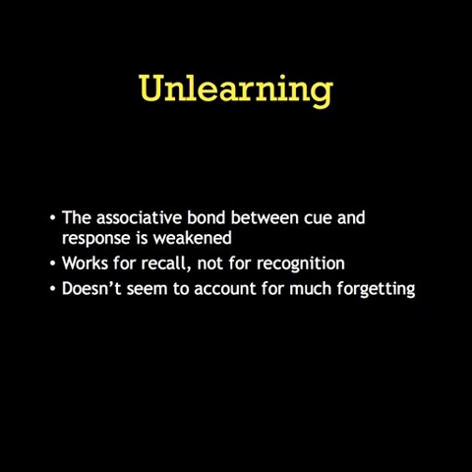This is going to sound a lot like what I just said for occlusion. With unlearning, the associative bond between cue and response is weakened. It works for recall, but not necessarily for recognition. So if I show you your old phone number, are you going to recognize it any better than your new phone number? No, I tend to not recognize my old phone number. Again, it doesn't seem to account for much forgetting. So you can unlearn the unlearning idea.